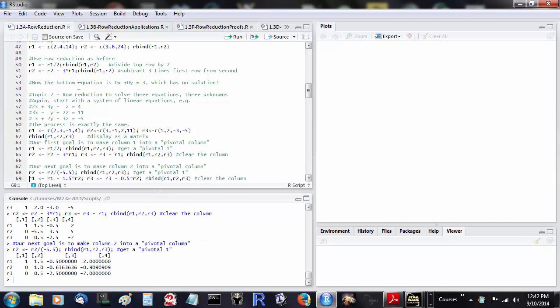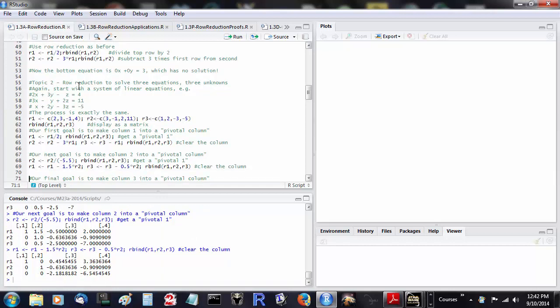But R doesn't care about that. It converts that second entry to a 1. And now you see what we have to do next. Subtract 1.5 times R2 from R1. Subtract 0.5 times R2 from R3. And we've converted the second column into a pivotal column.